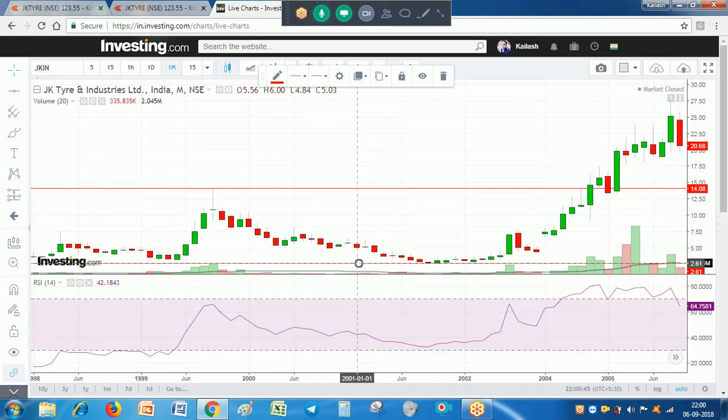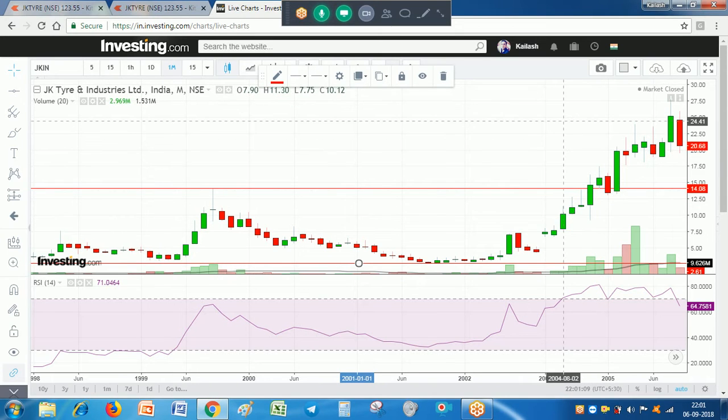So look at this level, it took support somewhere around 2.6 to 3, because support is not a single price point, friends. Always remember that support is actually a range. So there is a range from which the stock again started its upward journey. And now look at this time: this level of 14 was a resistance for the stock, and here it has broken that level of 14.